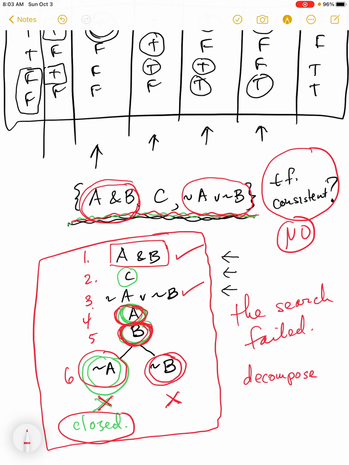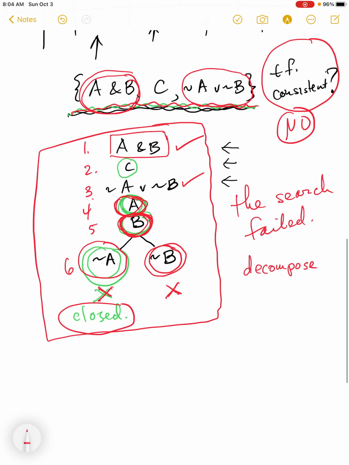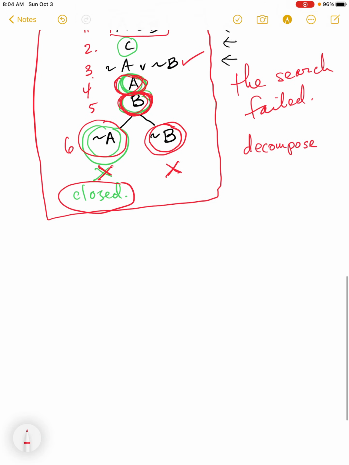And once again, this indicates that that attempt to find a truth value assignment that made the set members true failed. Okay, so that's why we conclude from this little tree that the set is inconsistent, because all attempts to find a truth value assignment that makes the set members true failed. They were unsuccessful. Okay, let's look at another example.